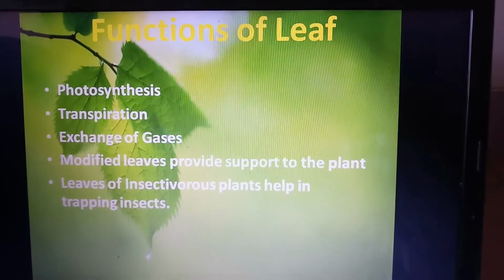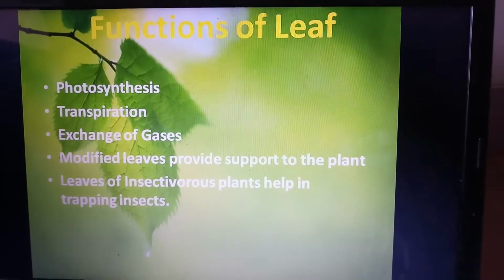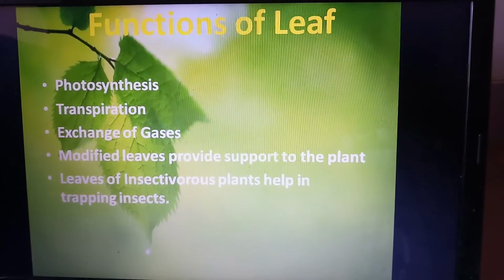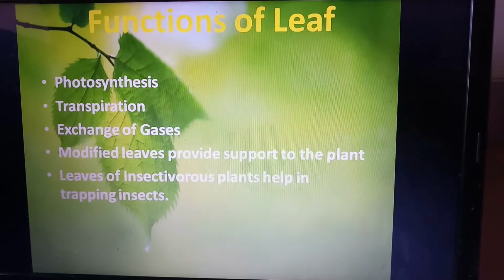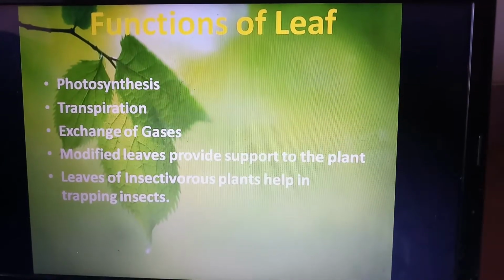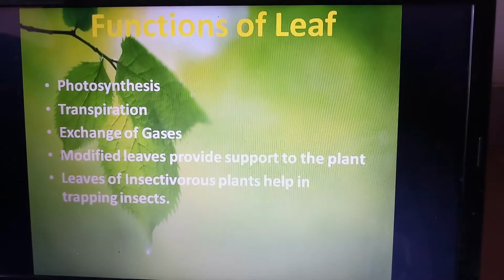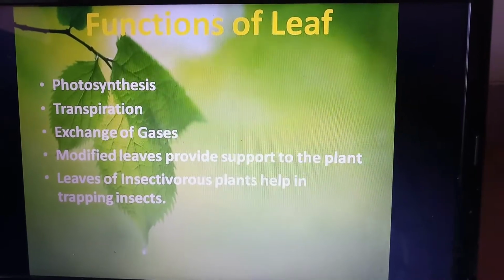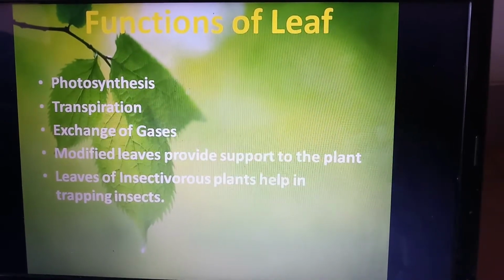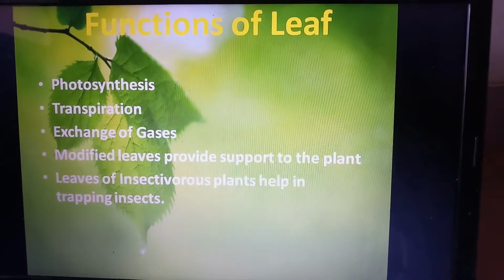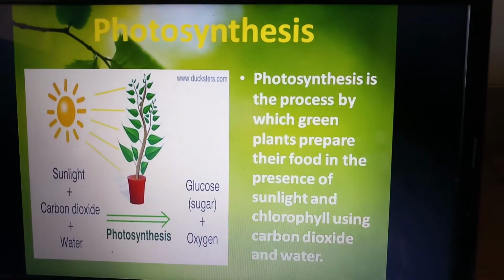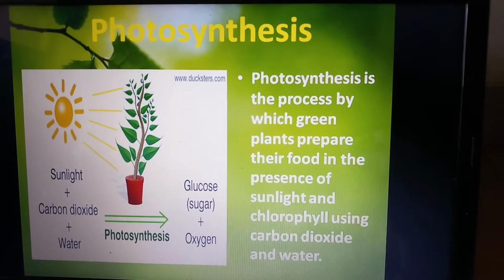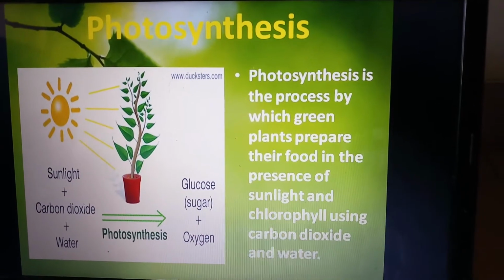Other than photosynthesis, the plant also performs different functions like transpiration, exchange of gases, and in some plants the leaves are modified in order to give support to the plant, whereas certain plants which are carnivorous, they have leaves modified in a way which helps the plant to trap insects. So let us go through each function one by one. The first function of the leaf is photosynthesis.